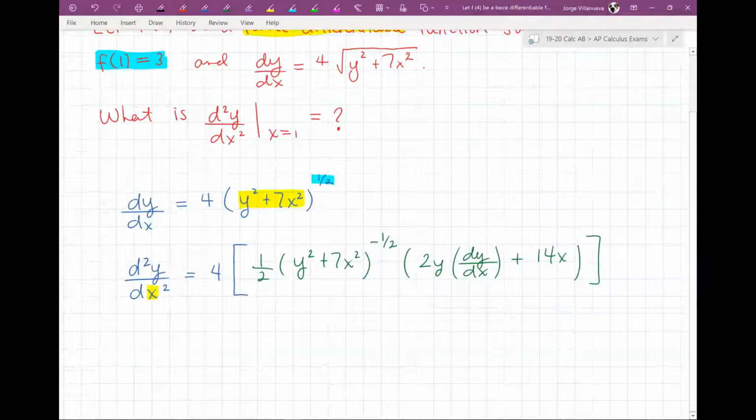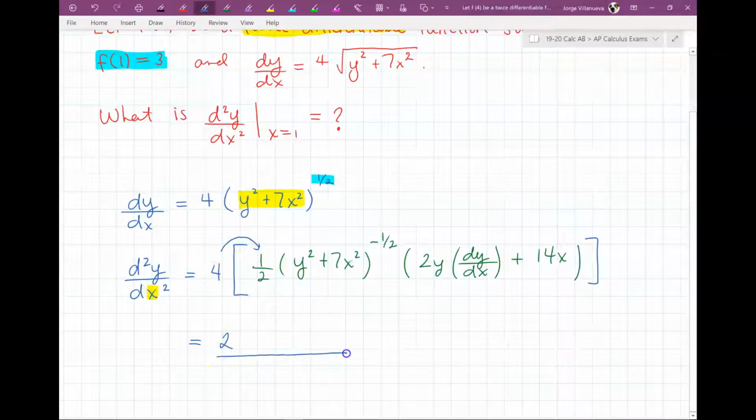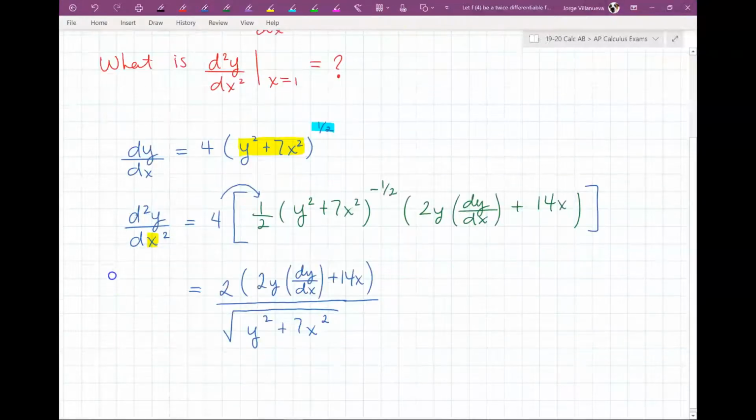Now let's try to simplify this a little bit. The 4 times the half, when you bring this in, is going to become a 2. This whole bottom part is going to be the square root of y squared plus 7x squared. And then the top part, we're going to get 2y dy dx plus 14x. Now I know that doesn't look very nice, but that is what the derivative is.